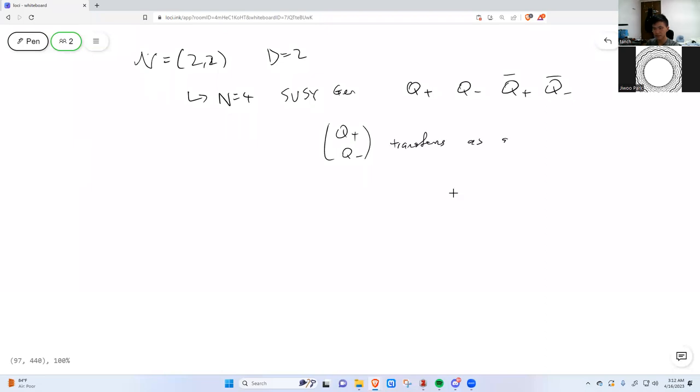Because if I remember correctly, if you have a Majorana-Weyl spinor in two dimensions, then that thing has only one component, so that's like Q plus. Let me check this. It's been a while. The plus roughly means left moving or right moving. I forgot the convention, but I think this was actually in my document. So the plus and minus indicate a chirality, and I believe this transforms like a spinor.